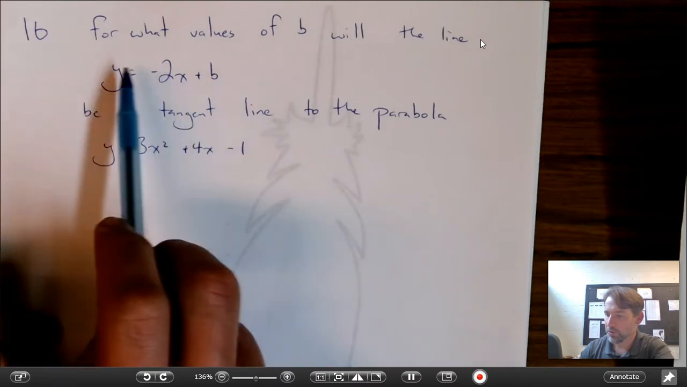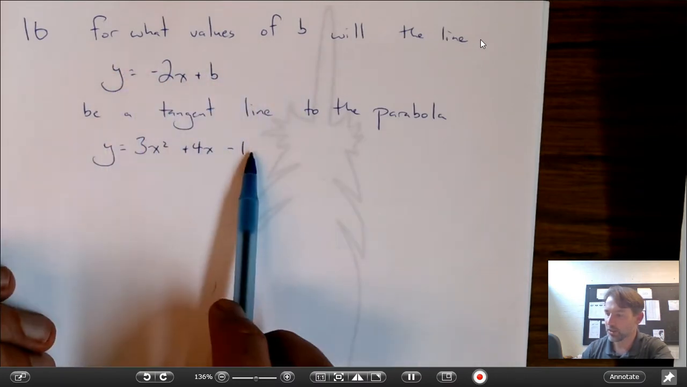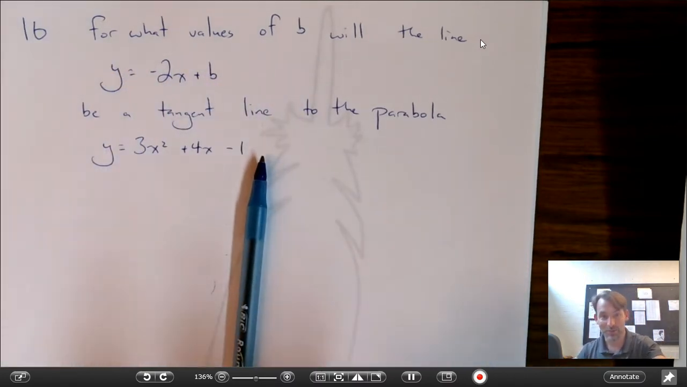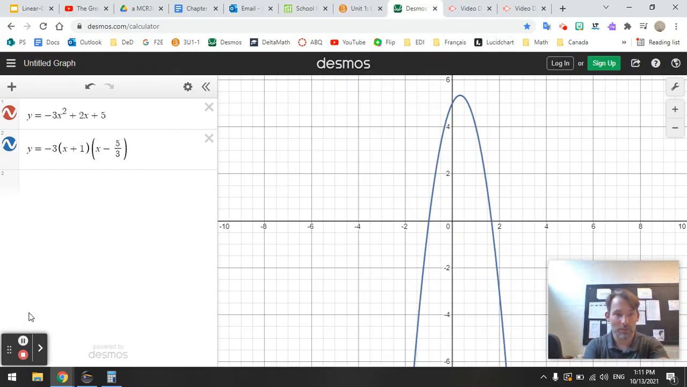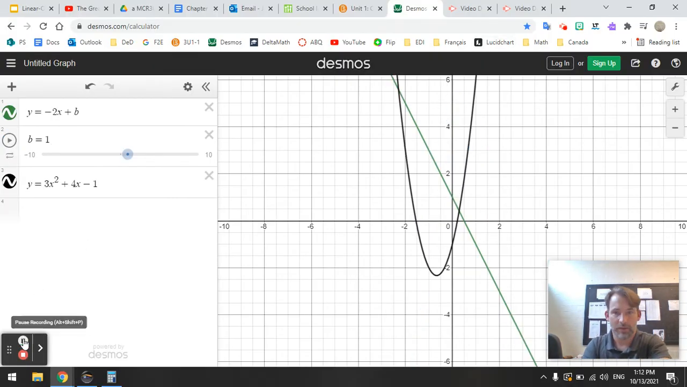So, for what values of b will this be a tangent line to this? Let's visualize it in Desmos to take a look. So, I'm going to put these into Desmos. Okay, here is our line and our quadratic.